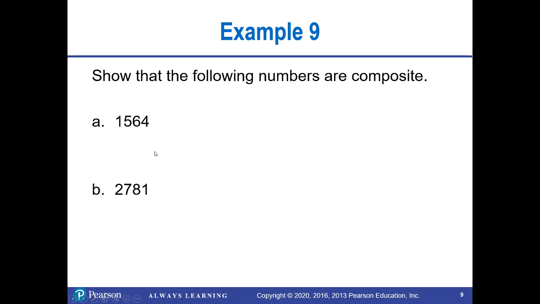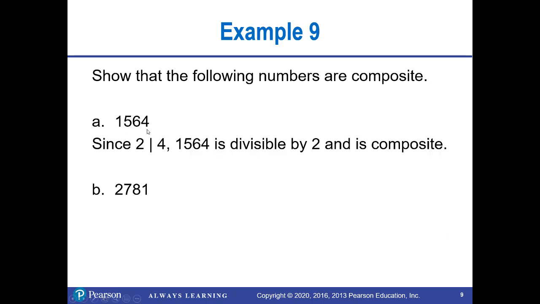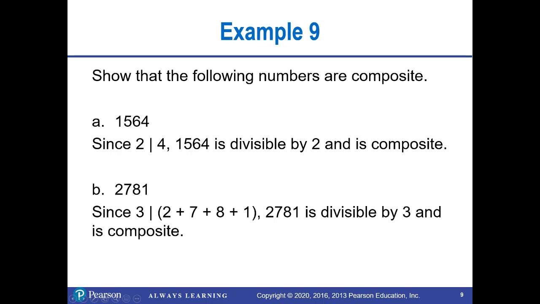How can we show that one of these numbers is composite? All we have to do is find a number that it can be divided by. So using our divisibility rules, we know that since 1,564 ends in an even number, that number is composite. And we know that since the digits of 2,781 add up to be 18, that means that 3 and also 9 divides 2,781. It too is a composite number.